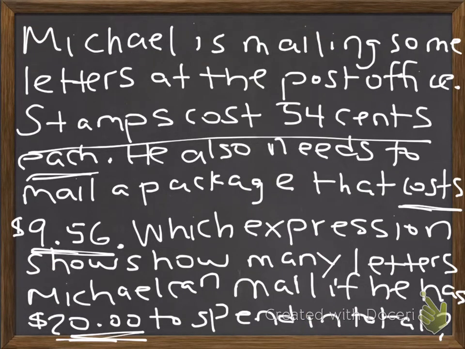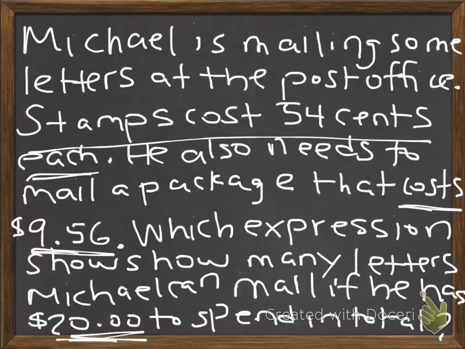And the last problem, we're going to figure out an expression that matches the word problem. So Michael is mailing some letters at the post office. Stamps cost 54 cents each, and that's going to be giving us our variable: 54 cents times x, so 0.54 times x. But he also needs to mail a package that costs $9.56, so we're going to add that to it. So we get 0.54x plus 9.56.